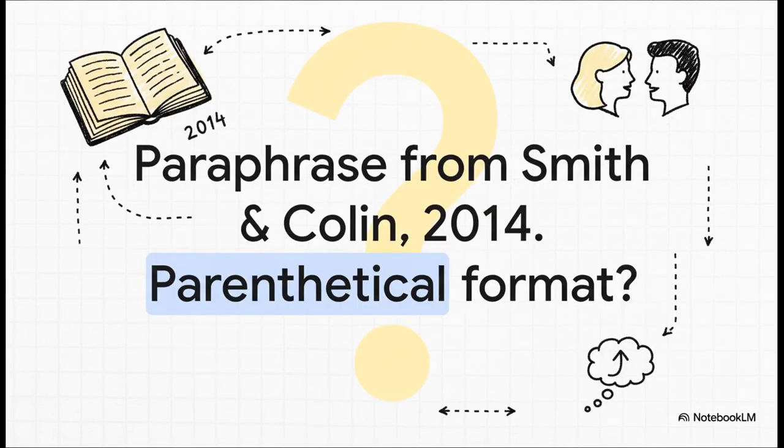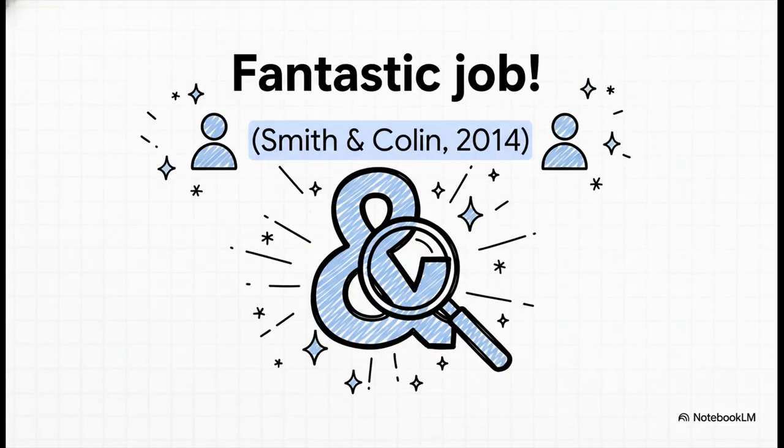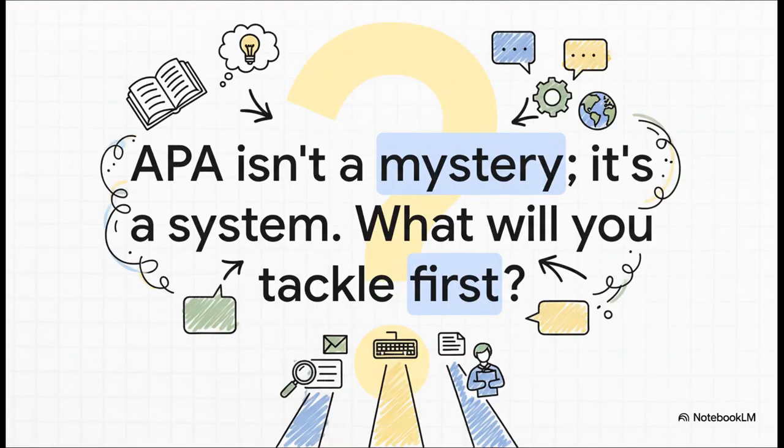You're paraphrasing an idea from a book with 2 authors, Samuel Smith and Melanie Colin. It was published in 2014, and you need the parenthetical citation. Remember that key detail for 2 authors inside the parentheses? That's the one, Smith & Colin, 2014. Since it's parenthetical, you connect their names with that ampersand. It's that little detail that really shows you've got this down. Great job.